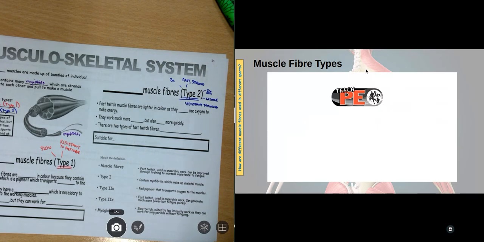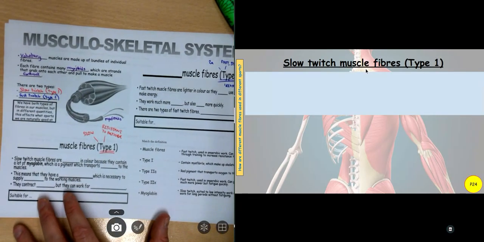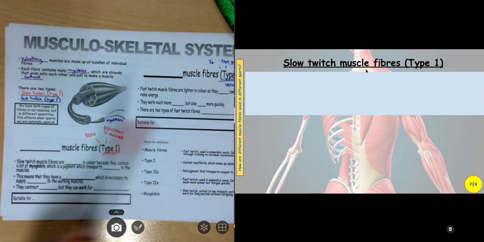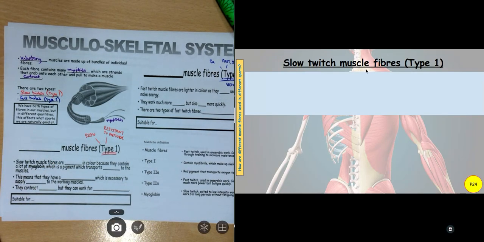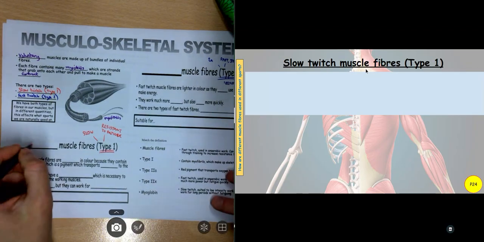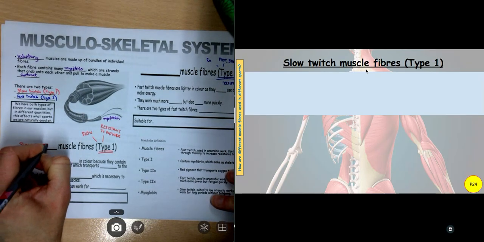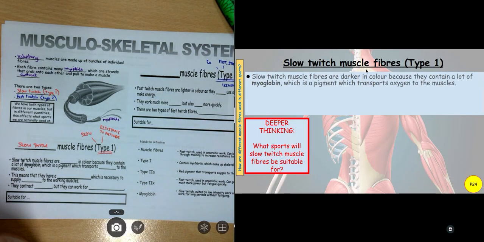So, I'm going to go through what was in the video just in a little bit more detail now. So again, filling out first of all the bottom left section of your booklet. So the first one is slow twitch muscle fibres, or type 1 muscle fibres.